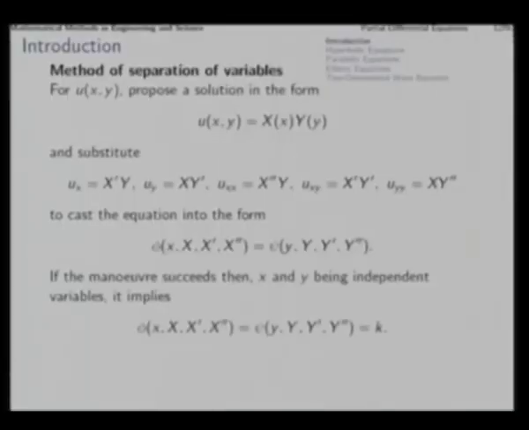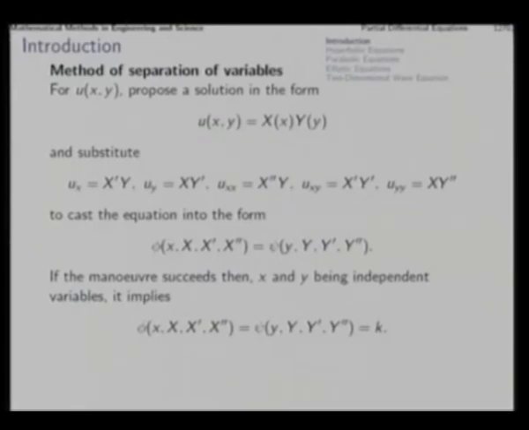So, then we will say that since the variable x and the variable y are independent of each other, these two combinations being equal means that each of them is equal to a constant, because x and y themselves are variables, but they are independent. So, as we equate that to a constant, this constant is called the constant of separation.